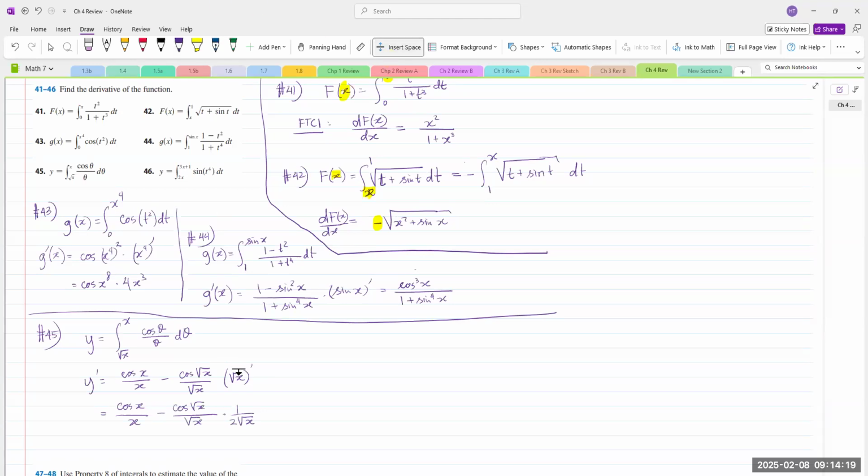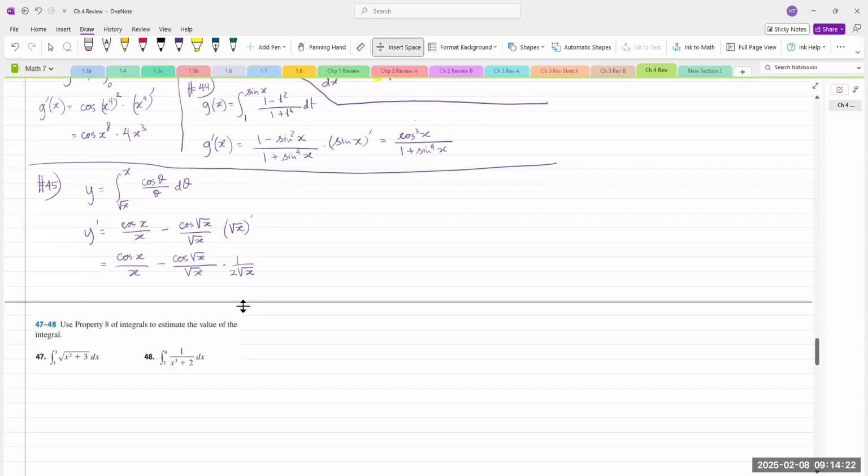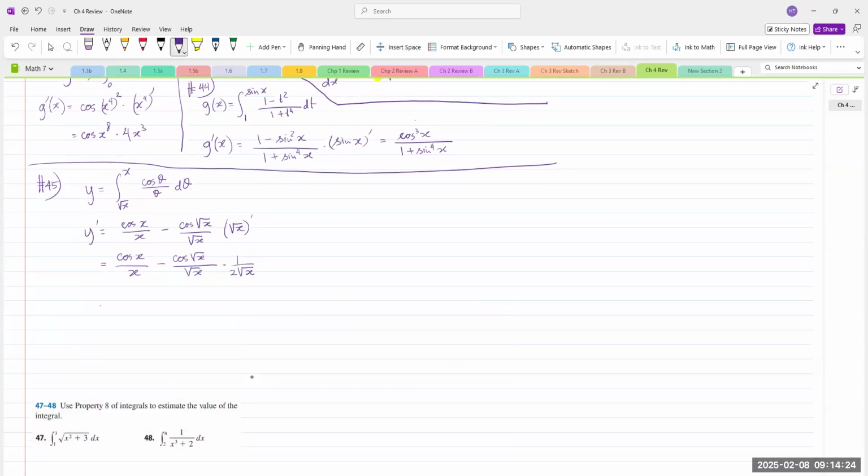Simplify will give us, actually, I have 2 cosine x minus cosine square root of x. I do the LCD, by the way, over 2x. Okay, that's for number 45.